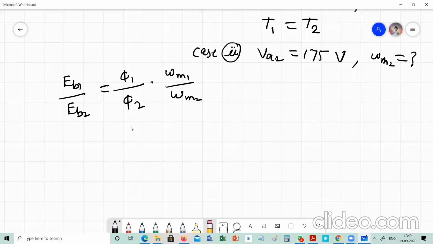EB1 by EB2 is equal to phi 1 by phi 2 into omega m1 by omega m2. In the data given, omega m1 is given, but omega m2 is not given. Phi 1 or phi 2 is not given. EB1 and EB2 we have to calculate. So one by one we have to calculate these things.